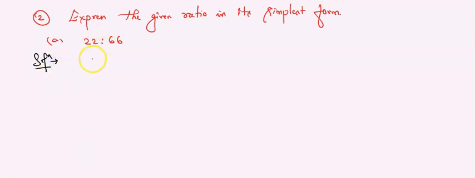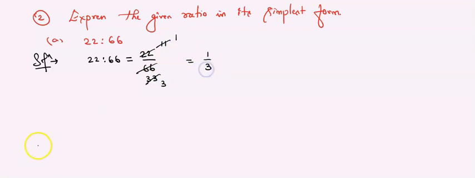It's in the form of A is to B. So 22:66 can also be written as 22/66, right? As we can see here, 2 ones are 2, 2 ones are 2. 2 threes are 6, 2 threes are 6. Next, 11 ones are 11, 11 threes are 33. That equals 1 by 3. So 1 by 3 can also be written as 1:3. That's it. We have converted this into its simplest form.